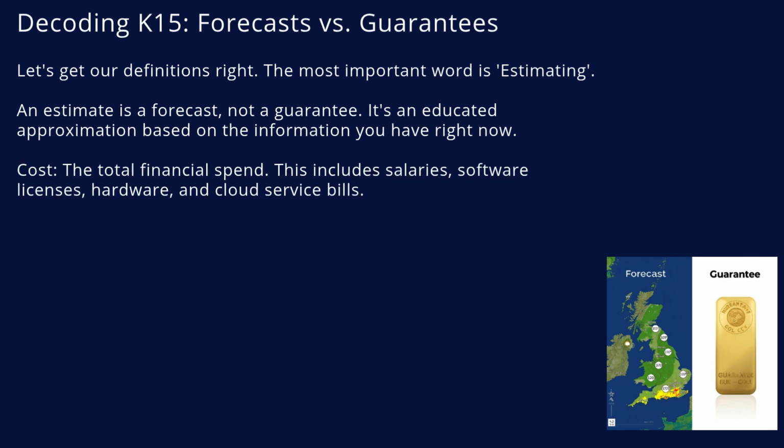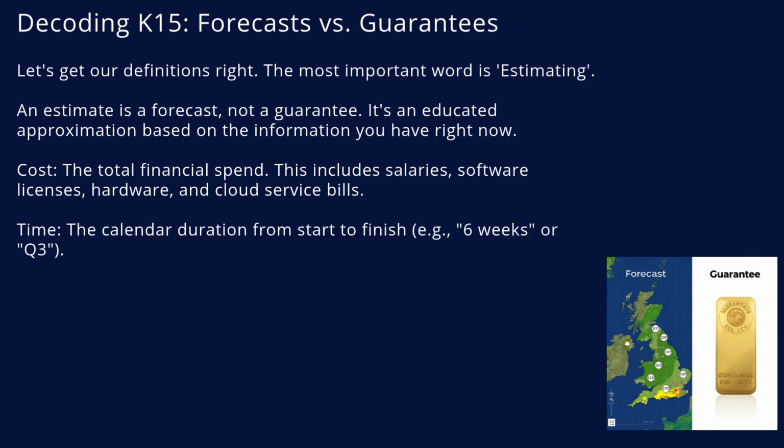Next, cost. This is the total financial spend. It's not just the salaries of the development team. It includes every software license, every piece of hardware, the monthly bill from AWS or Azure, and the cost of any specialist contractors. Then there's time. This one seems simple. It's the calendar duration. How many weeks or months from the day we start to the day we deliver? This is what allows the rest of the business to plan.